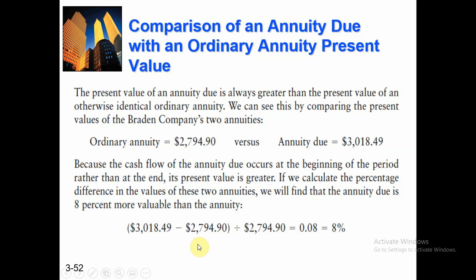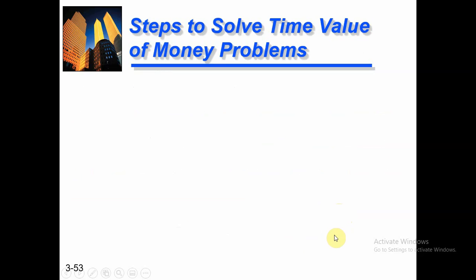We can also find the rate of return, that is, how much more return the annuity due generates. With the same 8%, we will find that the annuity due is 8% more valuable than the ordinary annuity. So in this way, with the help of the formula, you can find which one is more valuable and how much more valuable. You can also find the value in percentage as well.